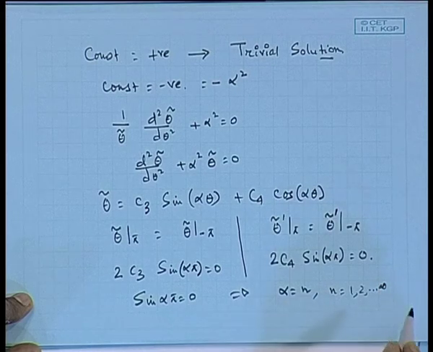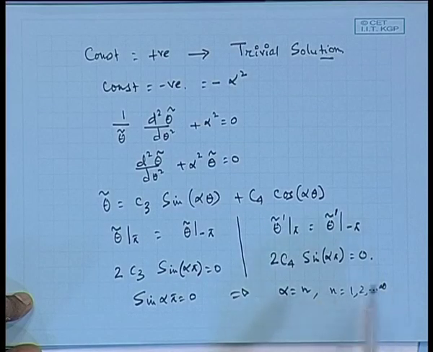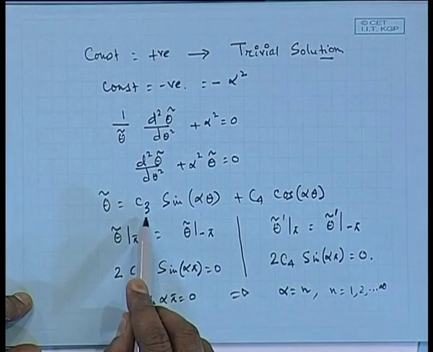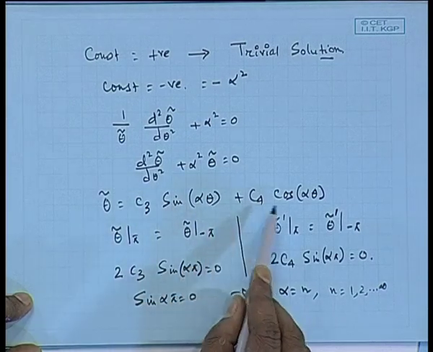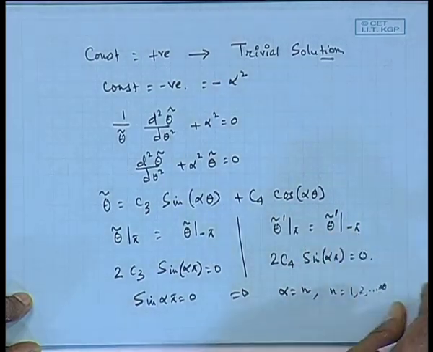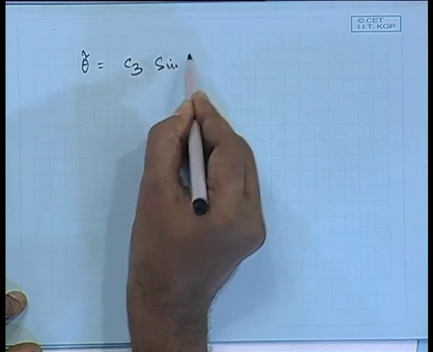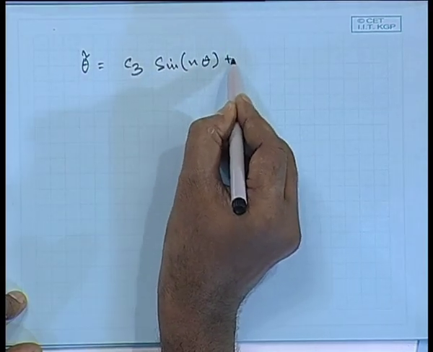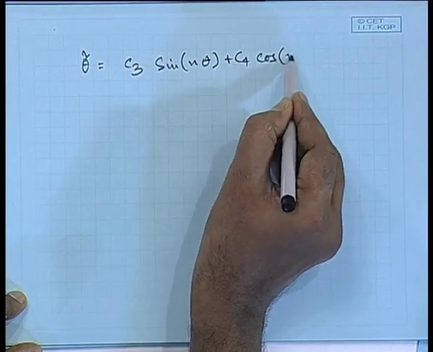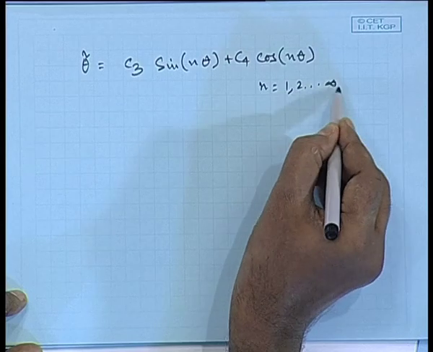Okay. So, what is the corresponding eigenfunction? In this case the corresponding eigenvalues are n running from 1 to infinity, and the corresponding eigenfunctions are C3 sin n theta plus C4 cosine n theta. Alpha becomes n, theta hat becomes C3 sin n theta plus C4 cosine n theta when n runs from 1 to infinity.